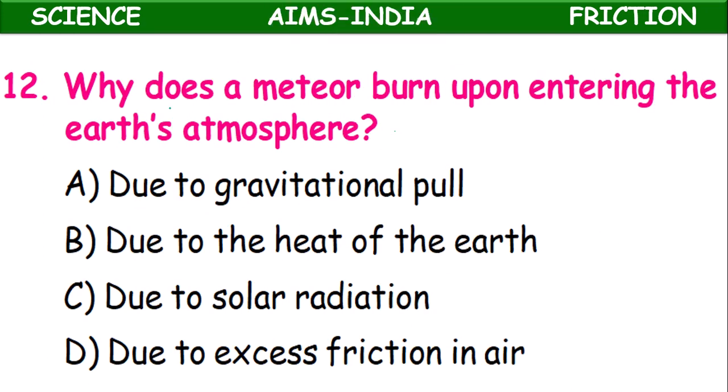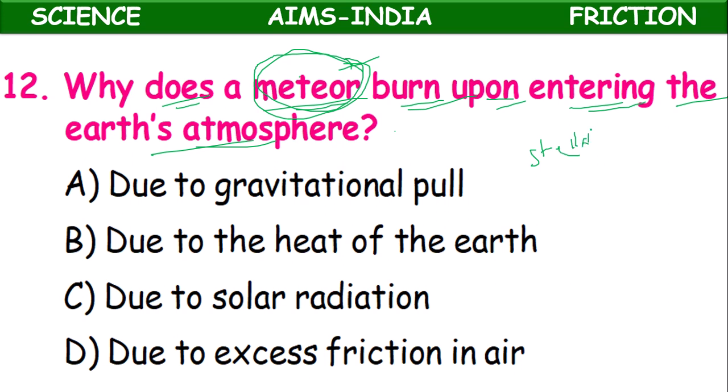Next. So why does a meteor burn upon entering the Earth's atmosphere? A meteor is an interstellar object which falls from space. Now the question is, before entering the Earth's atmosphere, why will it burn?